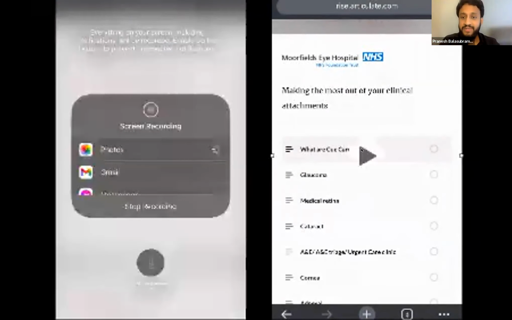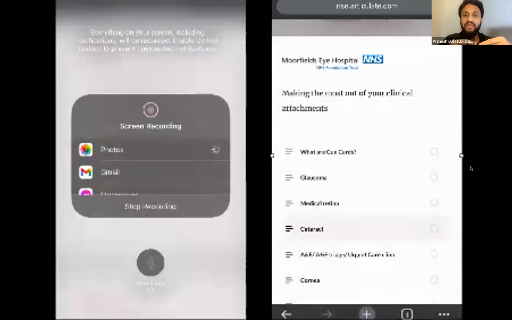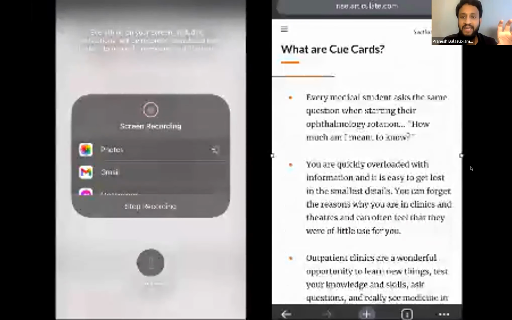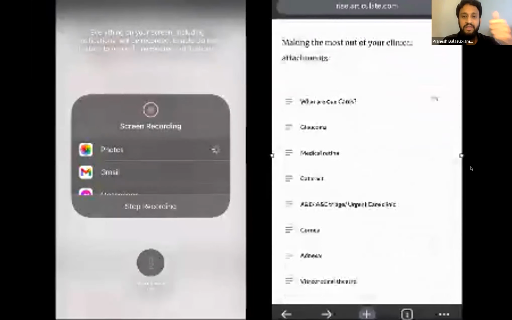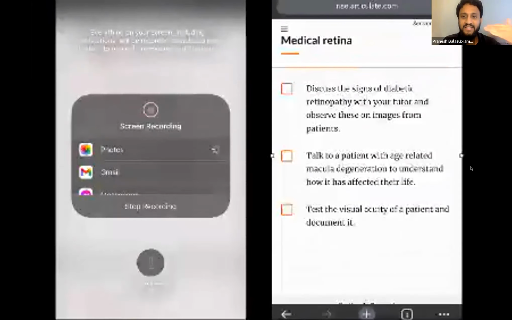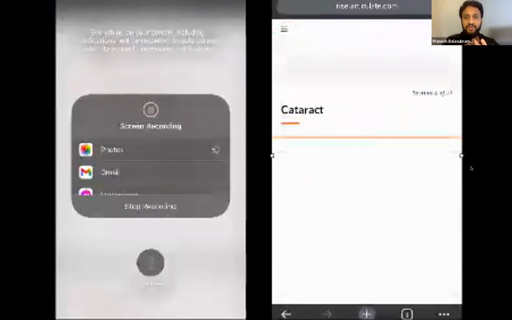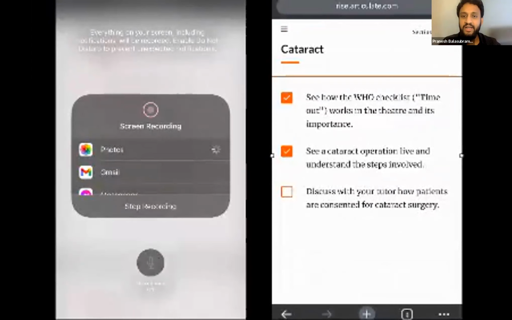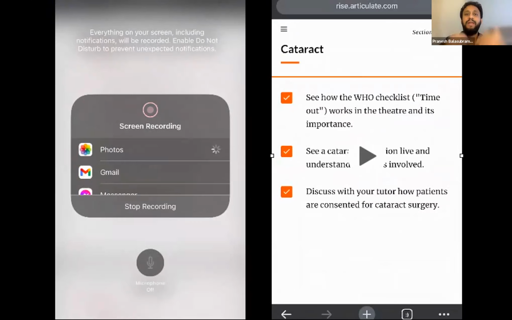And for the undergraduate students at Moorfields who come from different universities, we give them so-called Q cards. It's like an online application. So when students want to go to a particular specialty, for example a medical retina clinic, they have very set to-do lists. They have to discuss the science of DR, talk to a patient, get the visual acuity, then go to the cataract clinic, they have to do only these things. So it's very clearly laid out expectations from the students. That's important. That's the duty of the educator, the clinical teacher, to set clear learning objectives.